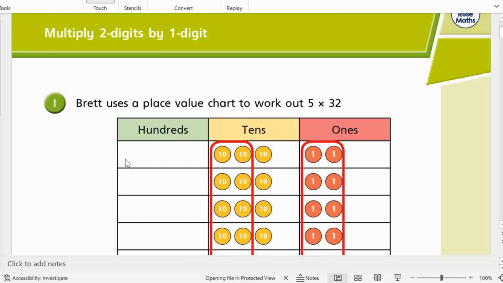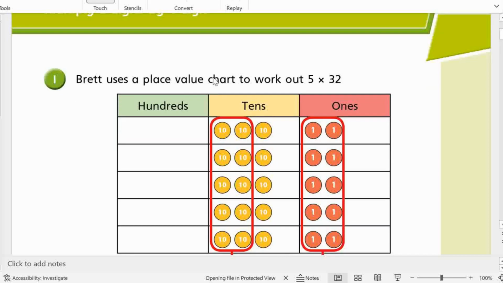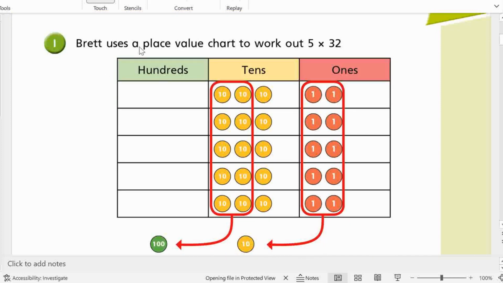Right. So today's topic is multiply 2 digits by 1 digit. So it's the same as yesterday, but with larger numbers. Brett uses a place value chart to work out 5 times 32.